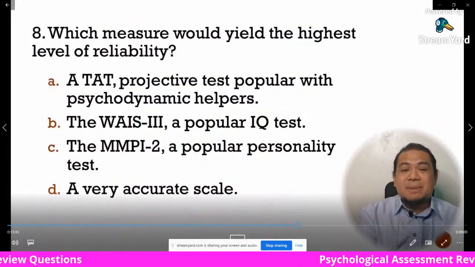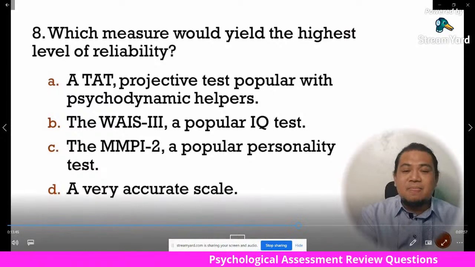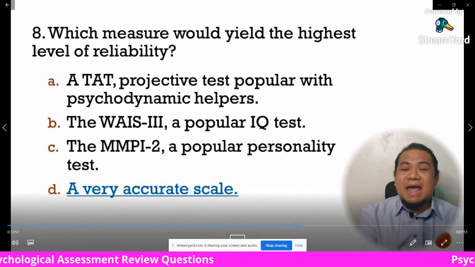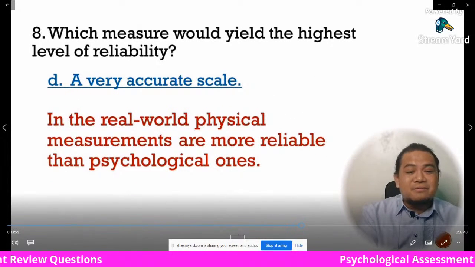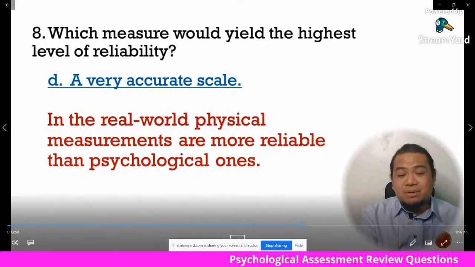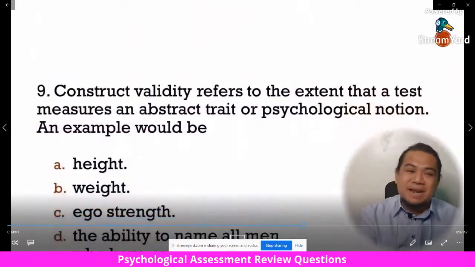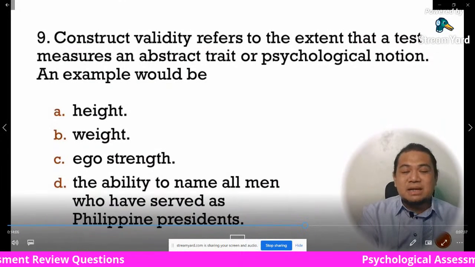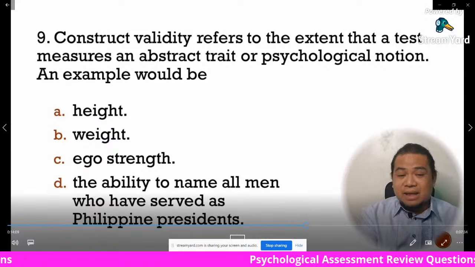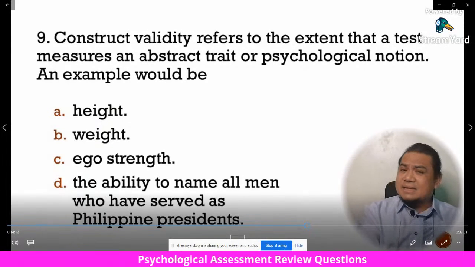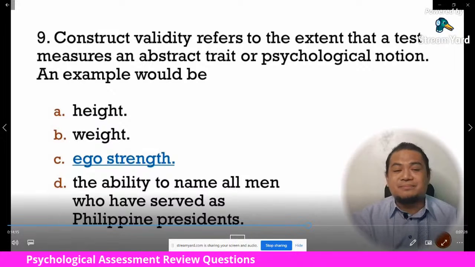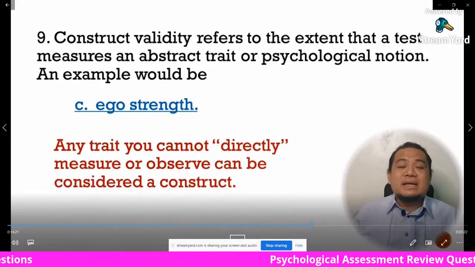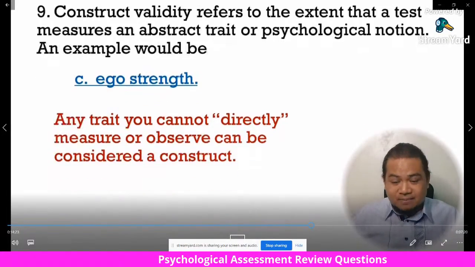Number 8, which measures would yield the highest level of reliability? And the answer? Letter D, a very accurate scale. In the real world, physical measurements are more reliable than psychological ones. Number 9, construct validity refers to the extent that a test measures an abstract trait or psychological notion. An example would be, and the answer is letter C, ego strength. Any trait you cannot directly measure or observe can be considered a construct.